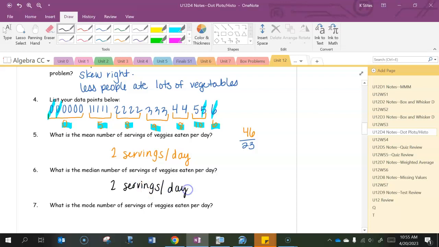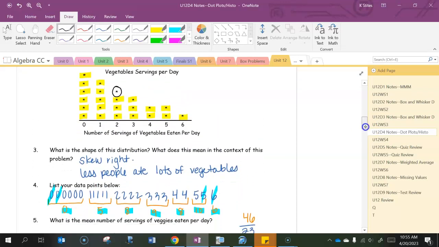Okay, mode is really easy to find because you're just looking at the tallest bar, and that is 0.